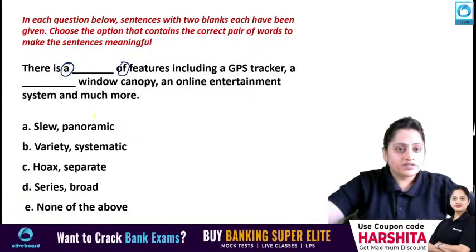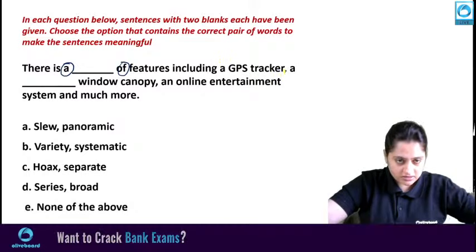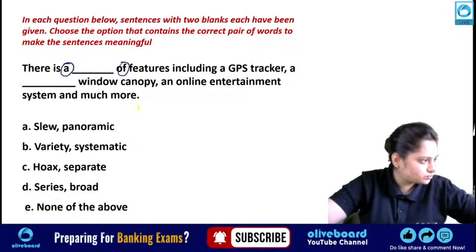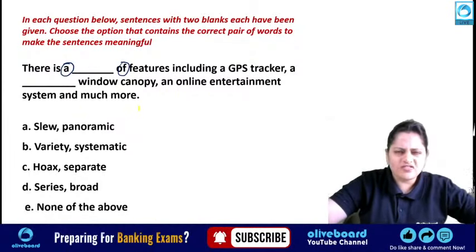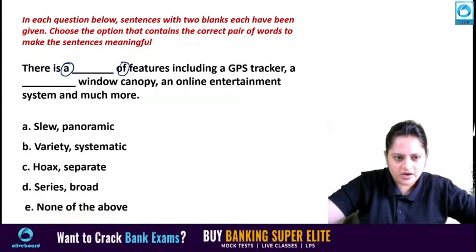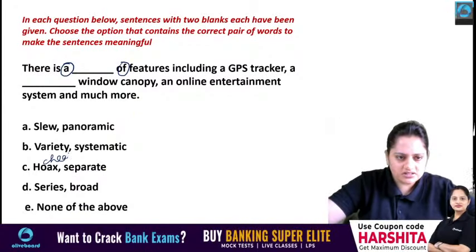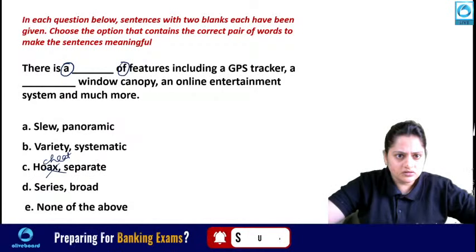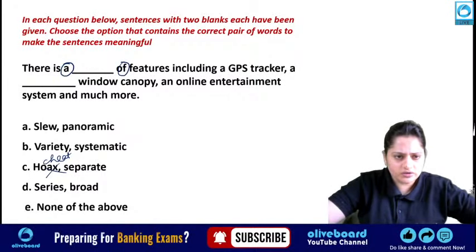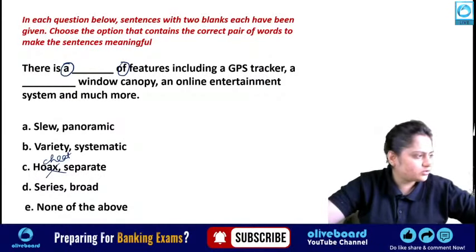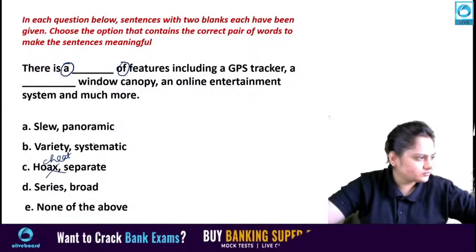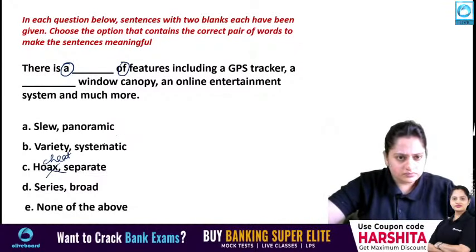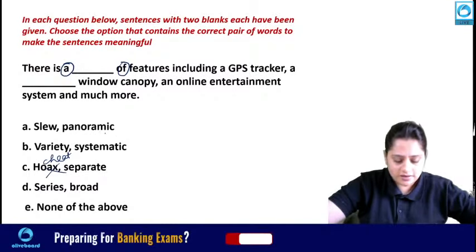Now, there is a dash of features including a GPS tracker, a dash window canopy, an online entertainment system, and much more. Hoax means when you fabricate, you cheat, which makes no sense here, so you can cancel. We are just talking about features. From the second word, can you make out a dash window canopy? I think we can. View, we are giving a window canopy which is panoramic.